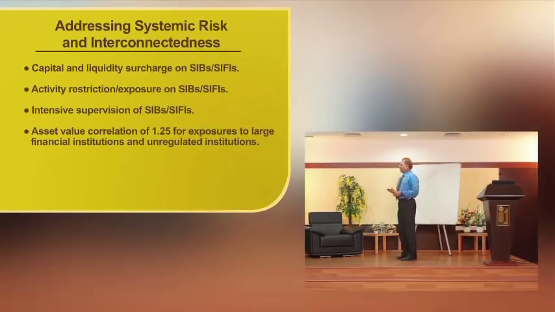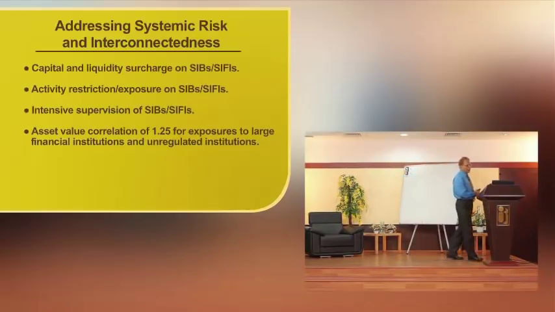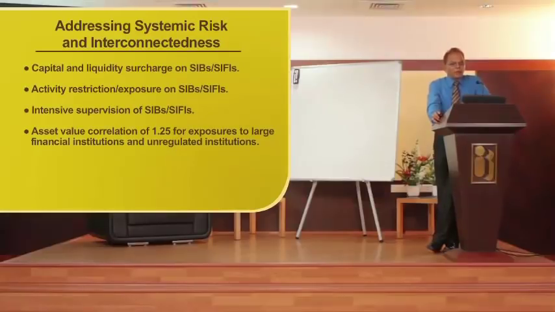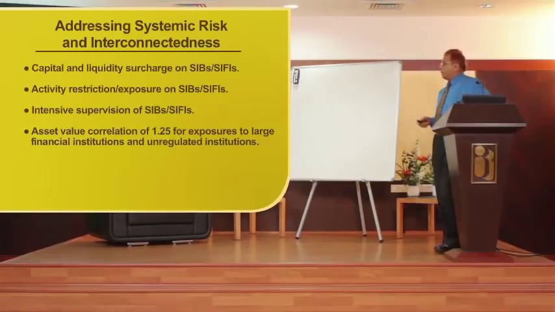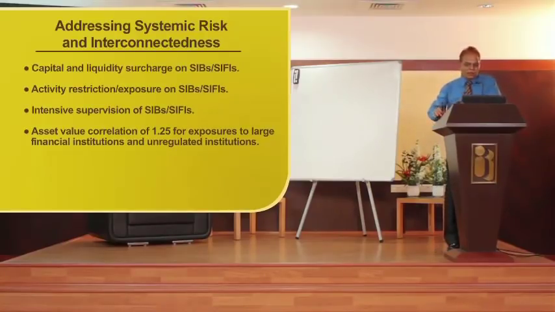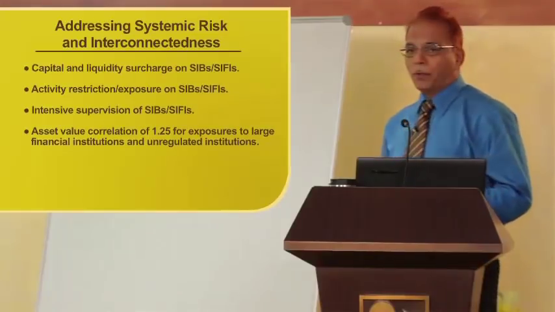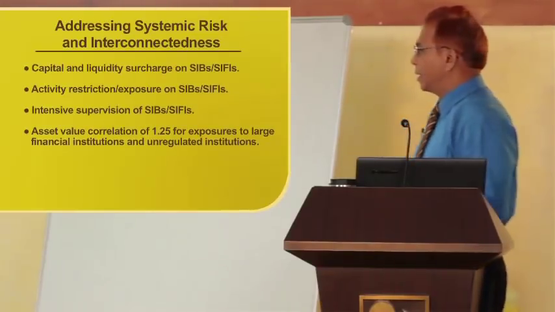Now, how are the additional systemic risk and interconnectedness issues handled? One is the capital and liquidity surcharge on SIBs, basically the systemically important banks and systemically important financial institutions. Activity restrictions on exposure to SIBs and CCPs: if you are a bank and not part of SIB or CCP, then you need to fix up some exposure limits on these SIBs and CCPs. Intensive supervision, that is, the regulators will have more rigorous inspection as far as SIBs and CCPs are concerned.